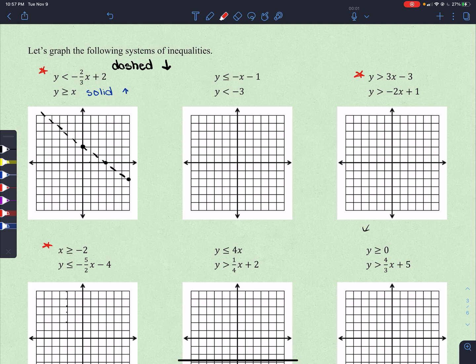And we are shading below that dashed line. Okay. Then we've got a solid line for this next one. The y-intercept is 0, and the slope is up 1 over 1 because the value in front of x is 1. Okay. So that one there is a solid line. And that one we are shading above that.